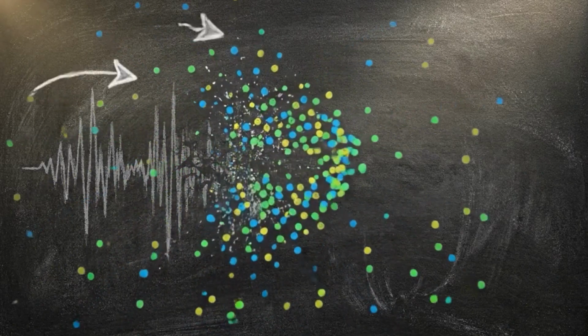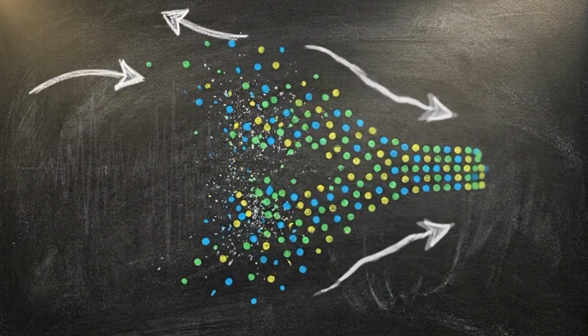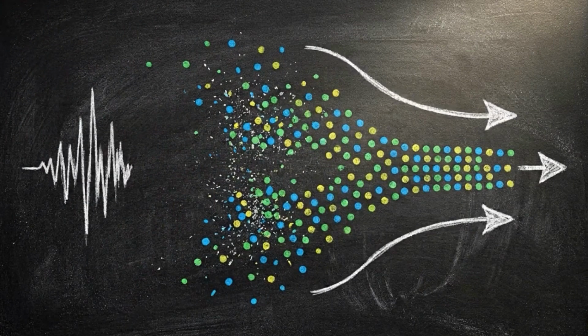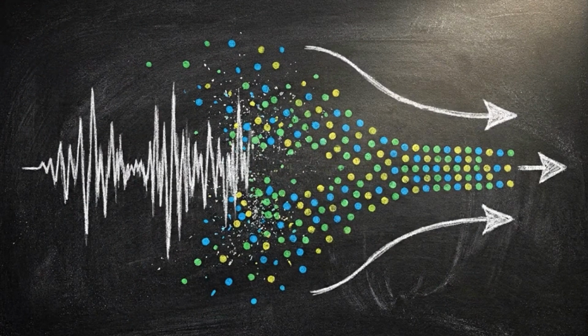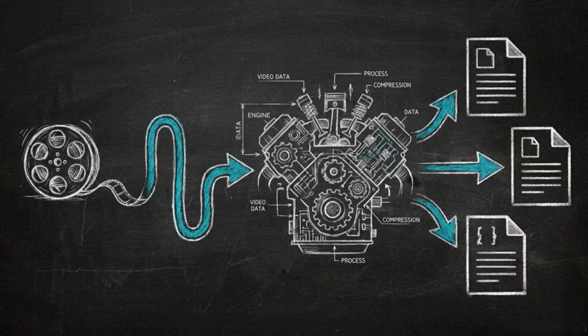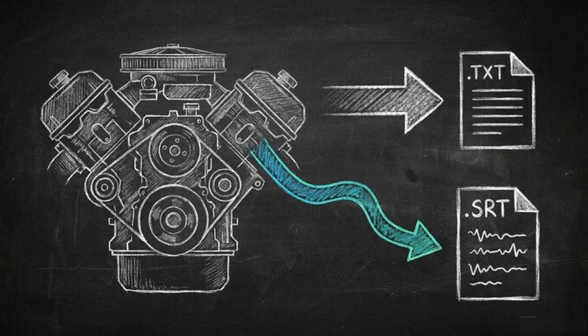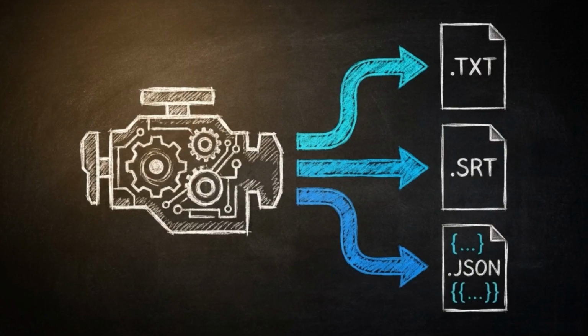By using GPU acceleration, we will process speech up to 4 times faster than standard OpenAI Whisper models and organize it with absolute precision. We are taking a standard English video and pushing it through the engine to generate 3 distinct outputs: a standard text file, an SRT subtitle file, and a JSON data file.